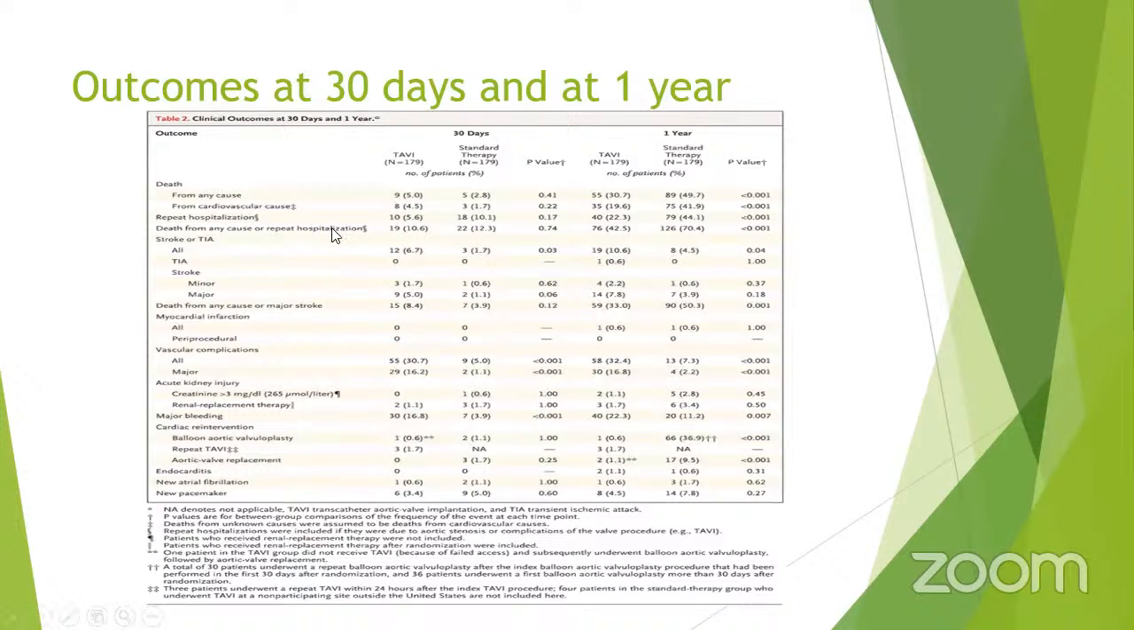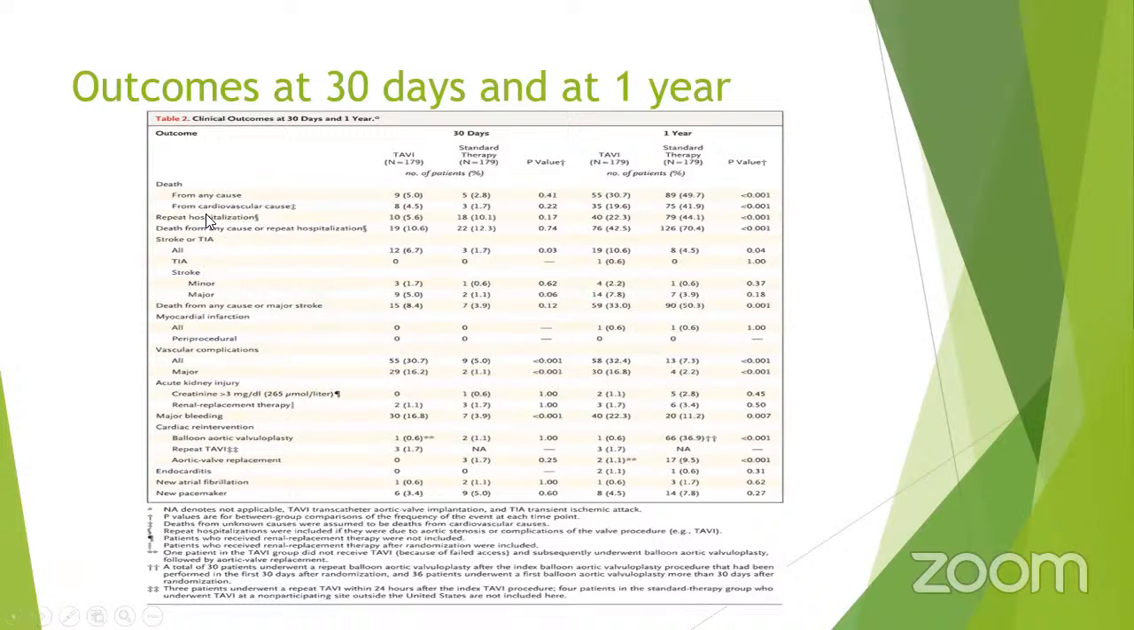Death from any cause at 30 days was 5% in the TAVI group versus 2.8% in the standard therapy group. However, at 1 year, we can see that there was a significant difference in the death rate from any cause between the TAVI and the standard therapy: 30.7% in the TAVI group versus 49.7% in the standard therapy.